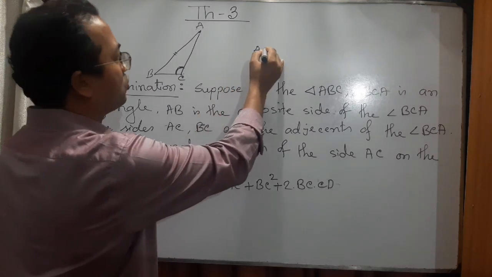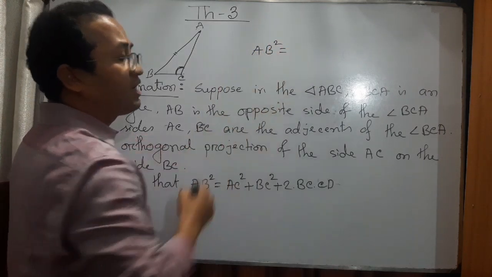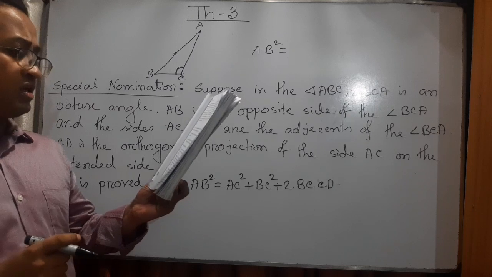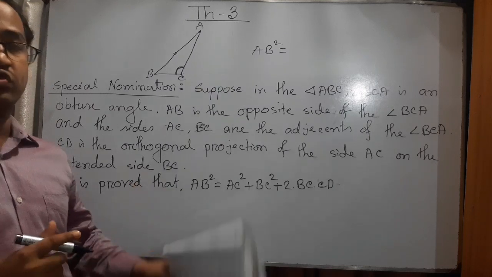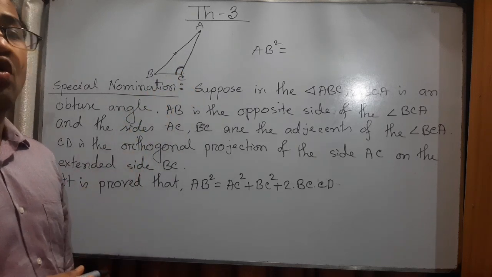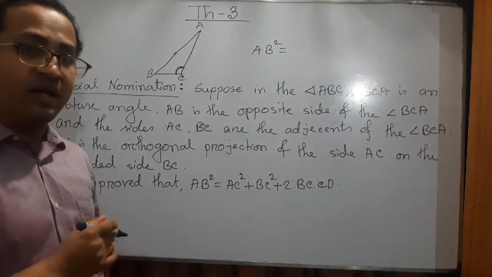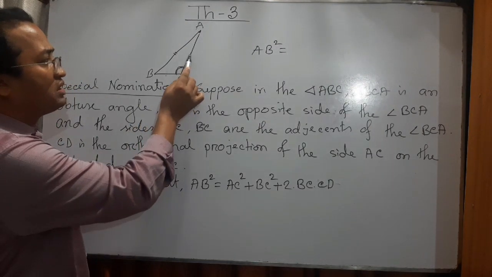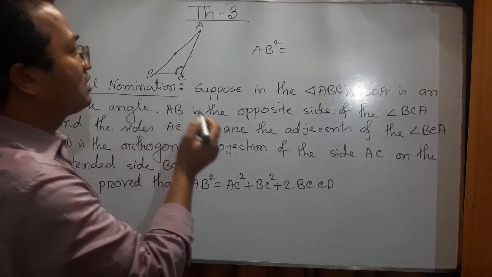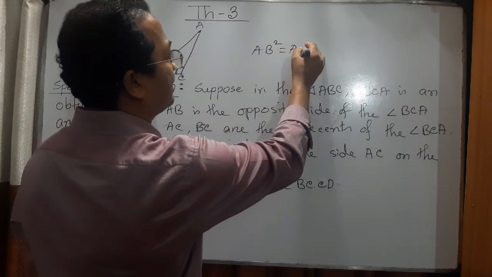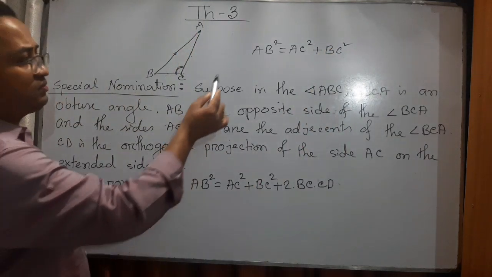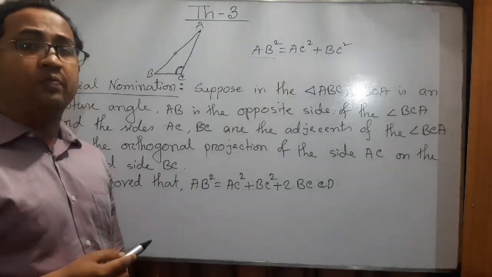So the area of the square on the opposite side, that is AB square, is equal to the sum of the two squares drawn on the other two sides. So what are the other two sides? AC and BC. These are the other two sides, or adjacent sides, of the obtuse angle. This is the obtuse angle. So these are the sides adjacent to the obtuse angle. So the sum of the squares of the other two sides, AC square plus BC square. Clear?